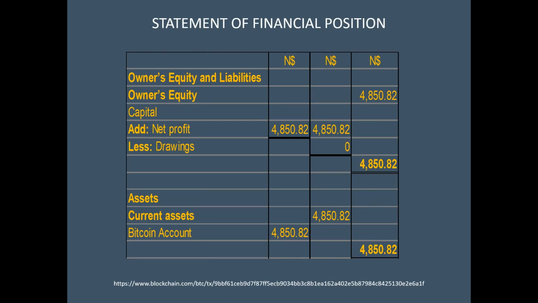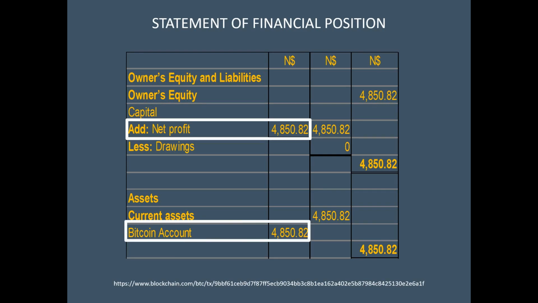Now in our statement of financial position, since there were only two entries, only two accounts will show on the statement of financial position. Our net profit, which is just our sales of 4,850, and our Bitcoin account. Now in this case, because we are treating our Bitcoin account as a medium of exchange, it will come under current assets. The Bitcoin needs to be moved from our Bitcoin wallet, which is our Bitcoin account, to the bank, and then we can classify it under our bank account.